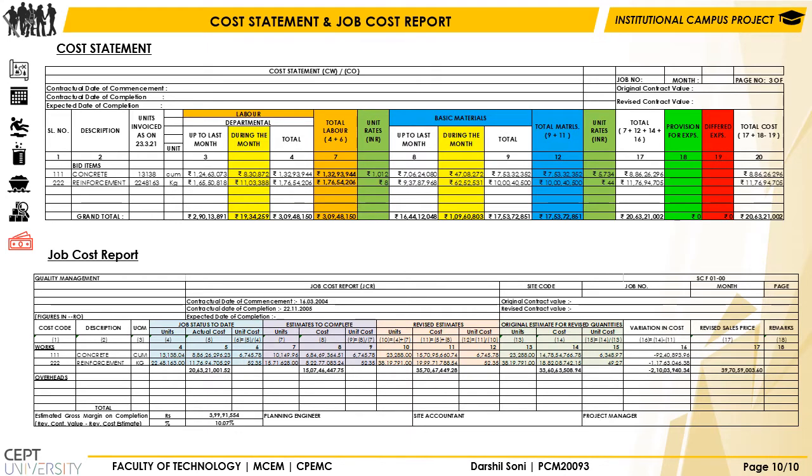The job cost report is an accounting term defined as a process of coding and allocating project expenses to track financial efficiency and profitability. It shows that the project has a total variation of approximately rupees 2.1 crore from the original estimated cost. Profit margin for the project according to the JCR is 10.07%.